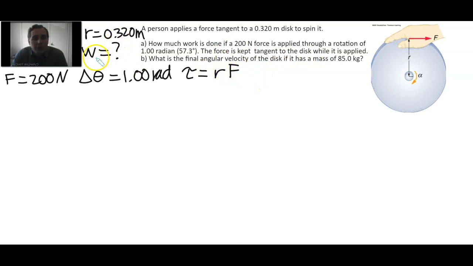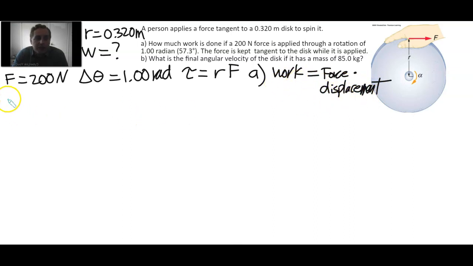So we're trying to figure out what this work is. Well, in part A, we recall the work is basically force times a displacement. But we note that a displacement now for rotation is an angular displacement. So we should be able to say that the rotational work is equal to the rotational force, which we call torque, times the rotational displacement, which we call delta theta. So the torque we said was radius times force, and the delta theta we also know. So I believe we can just put all those values into this problem.